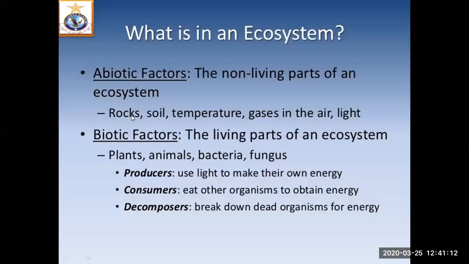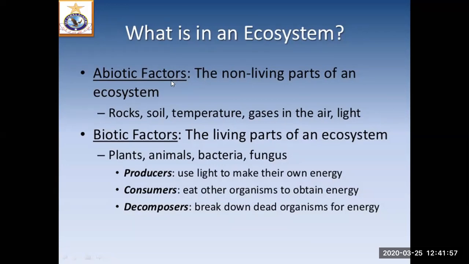Now next, let's see. What is an ecosystem? Abiotic factor is the non-living part of an ecosystem, like rock, soil, temperature, gases in the air, light. Biotic factor is the living parts of an ecosystem: plants, animals, bacteria, fungus. Producers use light to make their own energy. Consumers eat other organisms to obtain energy. And decomposers break down organisms for energy. So these are all the terms which are also written in your book.